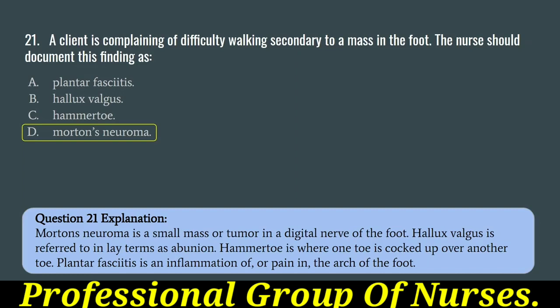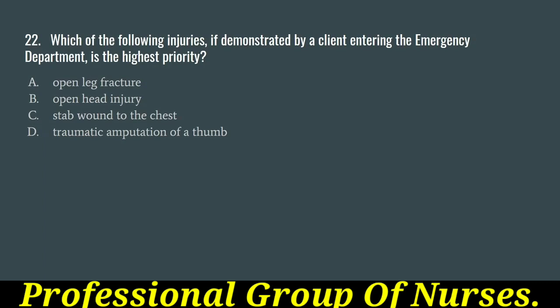Question 22. Which of the following injuries, if demonstrated by a client entering the emergency department, is the highest priority? A. Open leg fracture, B. Open head injury, C. Stab wound to the chest, D. Traumatic amputation of a thumb. Answer: C. Stab wound to the chest.